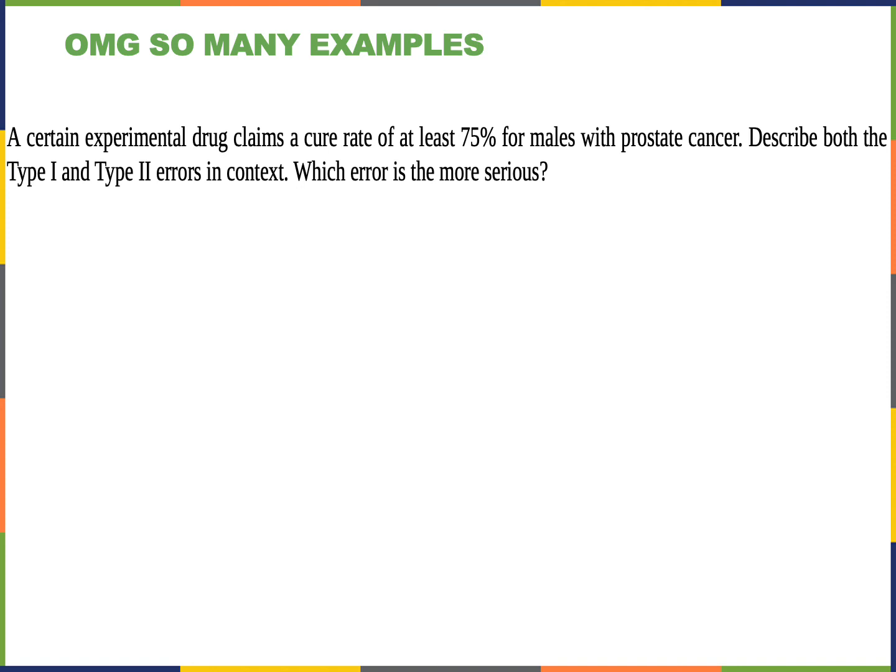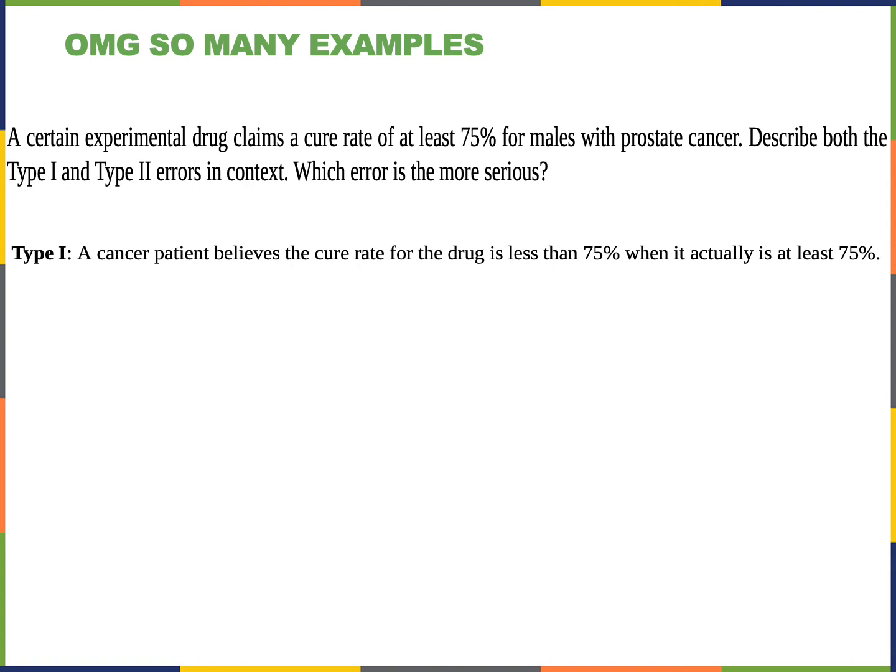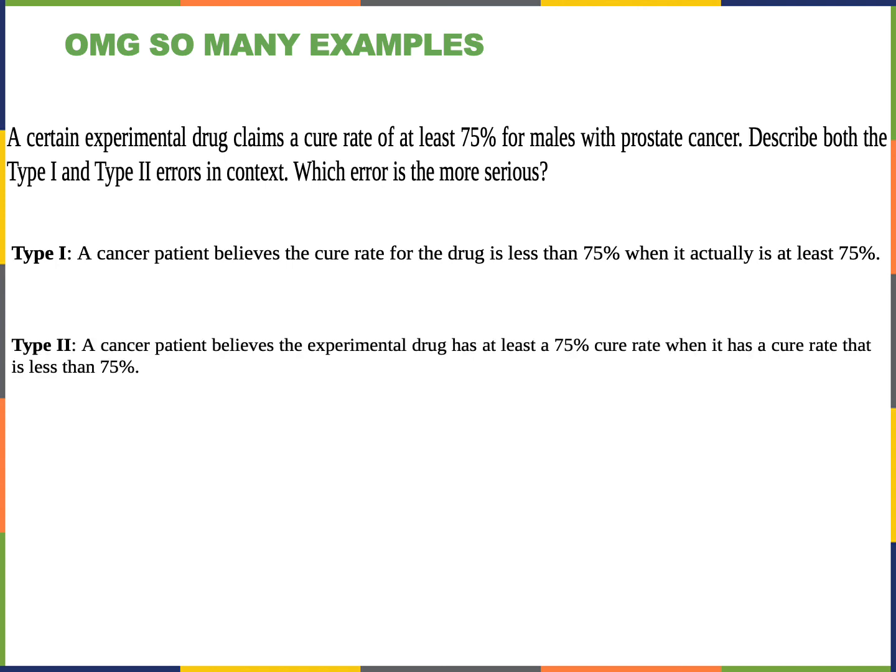Okay, so I'm assuming you paused it. Good for you. So let's see if you did type 1 correctly. So type 1 would be that the cancer patient believes the cure rate for the drug is less than 75% when it actually is at least 75%. So we're rejecting the truth. So in this case, at least means equal to or greater than, yeah? So this is rejecting that truth and thinking that it's less than 75, when in fact it is at least.